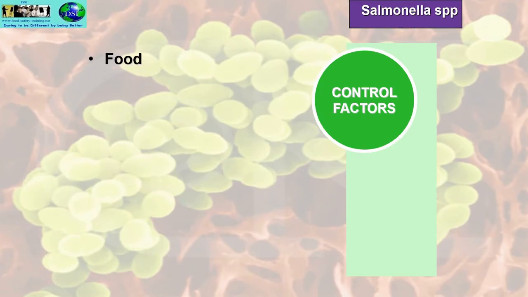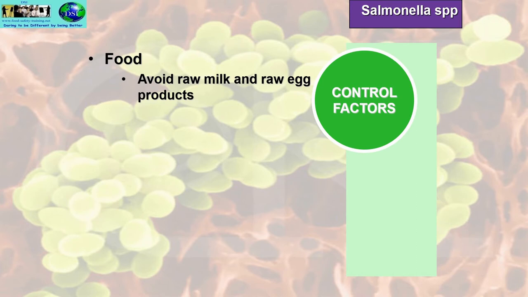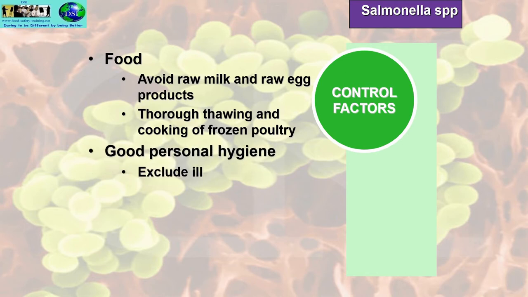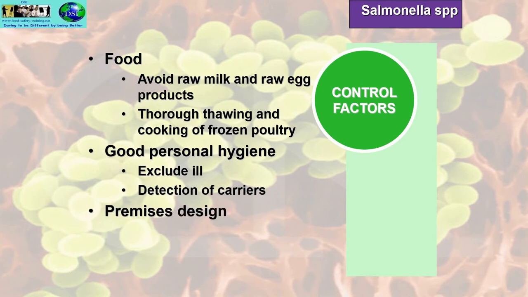Other control factors with food: avoid raw milk and raw egg products. Thorough thawing and cooking of frozen poultry. Good personal hygiene. Exclude ill people. Detection of carriers. Good premises design and good integrated pest management.